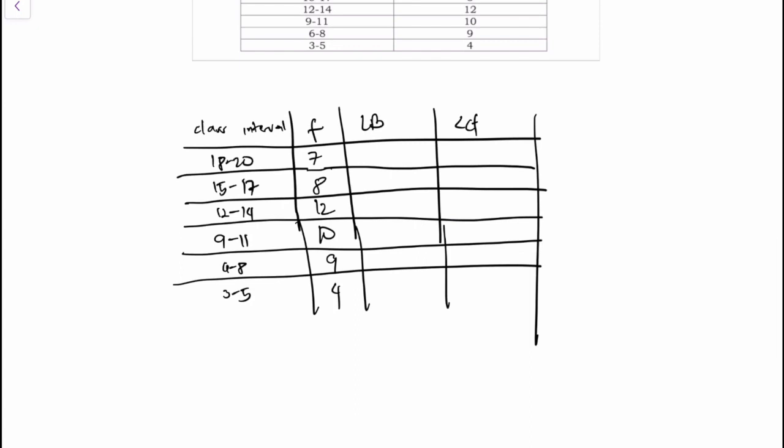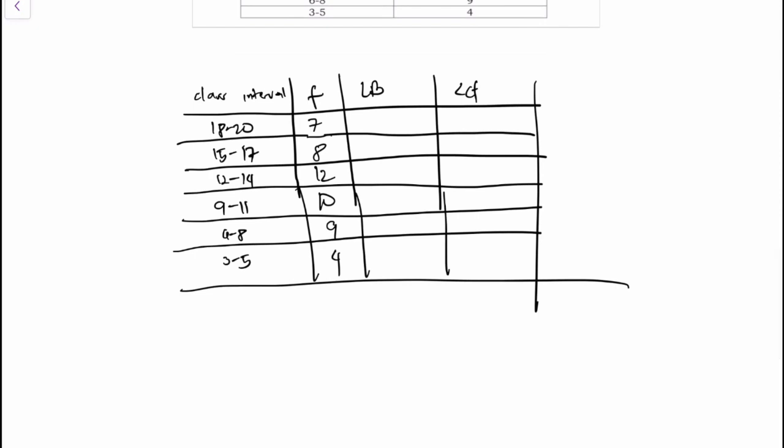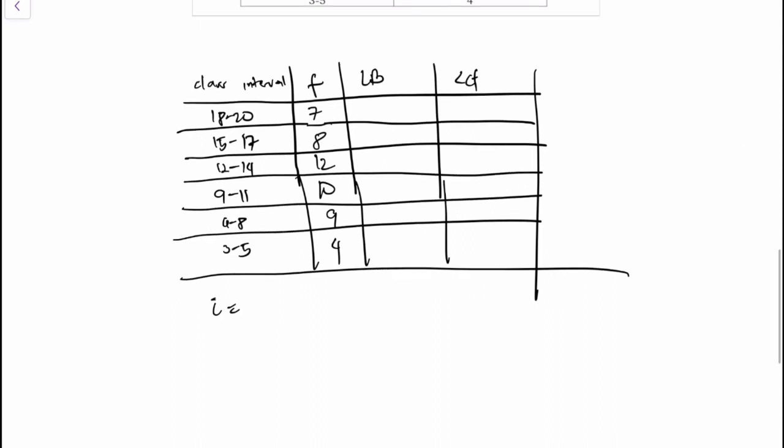Now, before I proceed to finding the LB per class interval and the cumulative frequency per class interval, let us first identify the size of the class interval. The size of the class interval is denoted as I. So from 18 to 20, what is the size of this interval? This is 3 because in 18 to 20, there are 3 numbers: 18, 19, and 20. That is the same as 15 to 17, which is 15, 16, and 17.